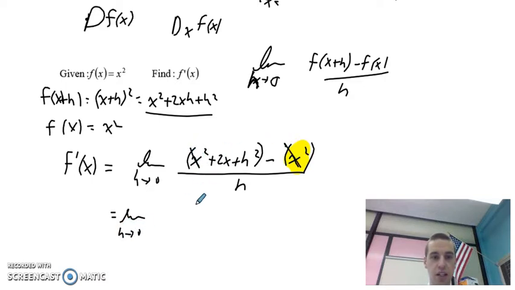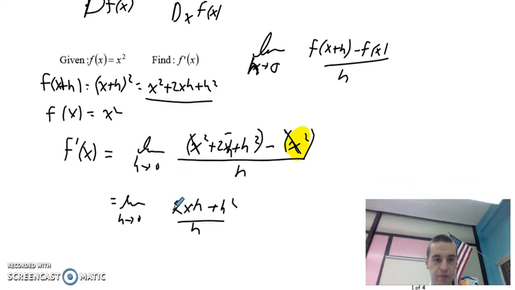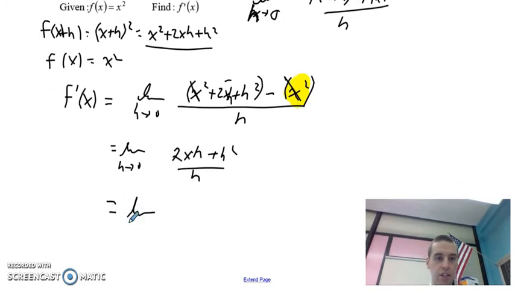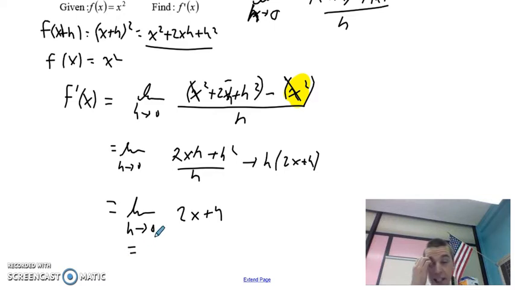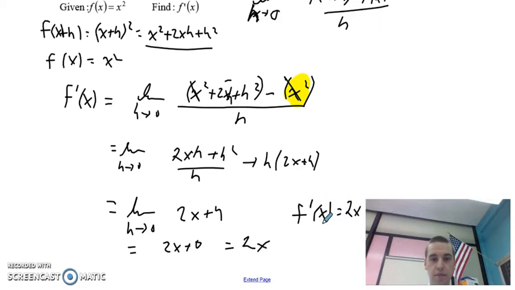These x squareds are going to cancel. 2xh plus h squared all over h. Limit as h approaches 0 of, we can take an h out here, 2x plus h, just so you know where that's going. Those h's are going to cancel. You're left with 2x plus h. When we get down to this point right here, we plug in 0 for h, and you're left with 2x. So what do we know? That the derivative equals 2x.